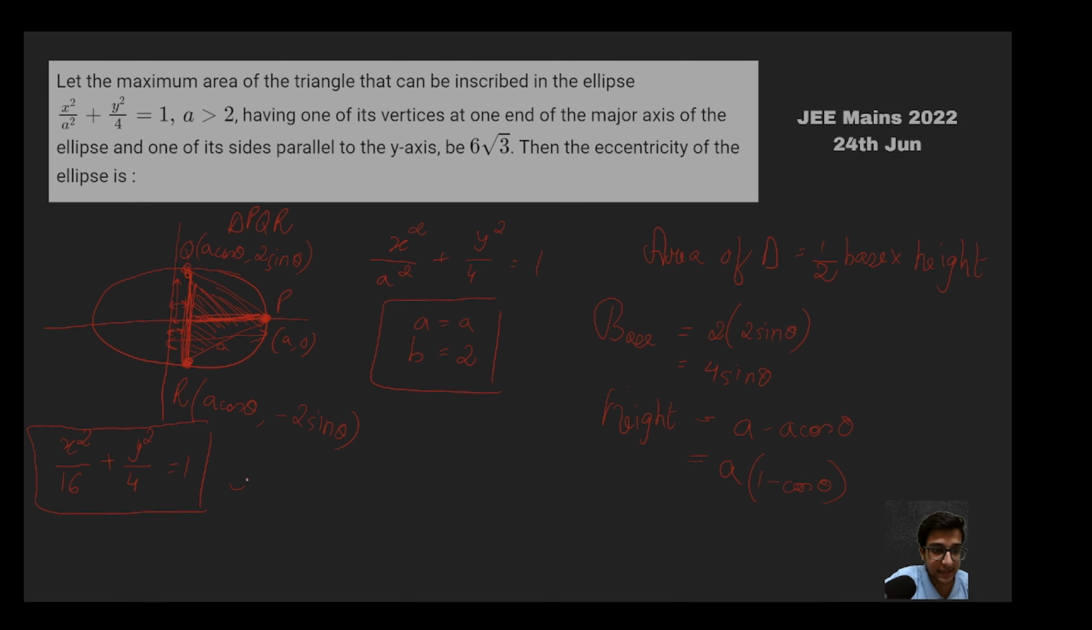Now to find out the eccentricity for this ellipse, we can write e square as 1 minus b square by a square. So e square can be written as 1 minus b square, which is 4, over a square, which is 16. 4 ones are 4, 4 fours are 16. This makes it 3 by 4, whole root under. That means e is equal to root 3 by 2. This is our answer.